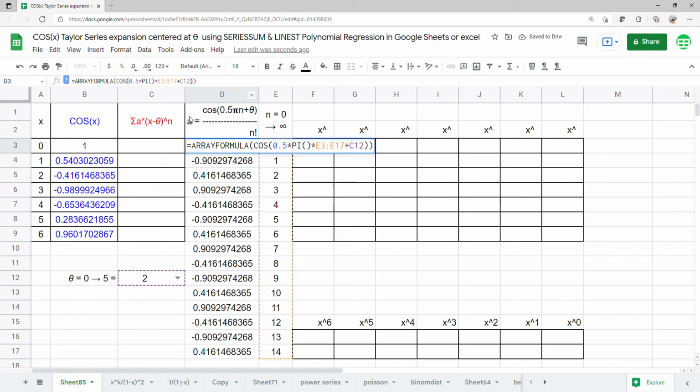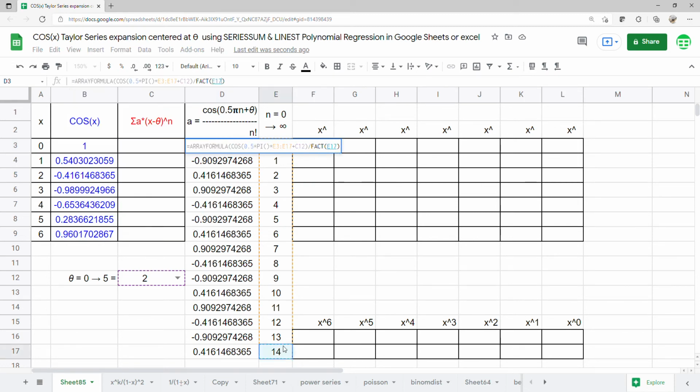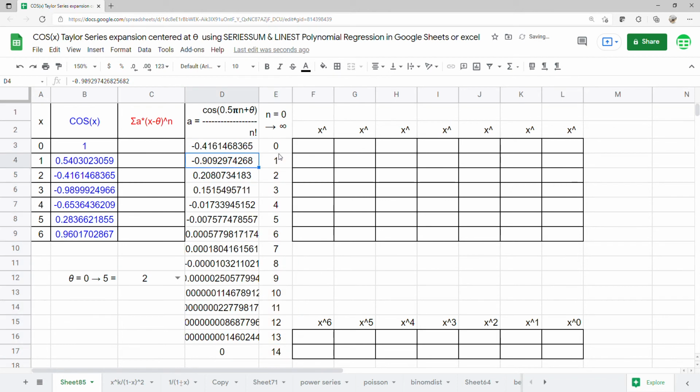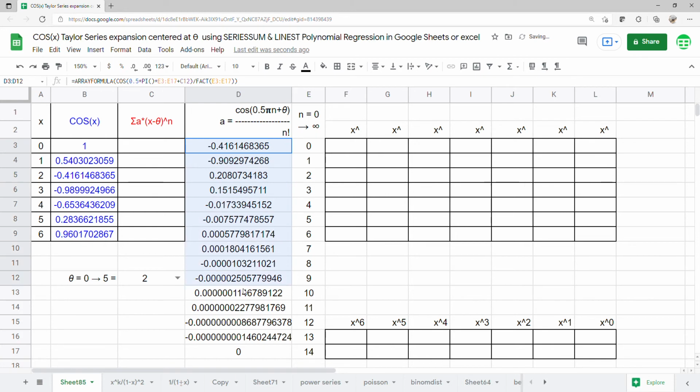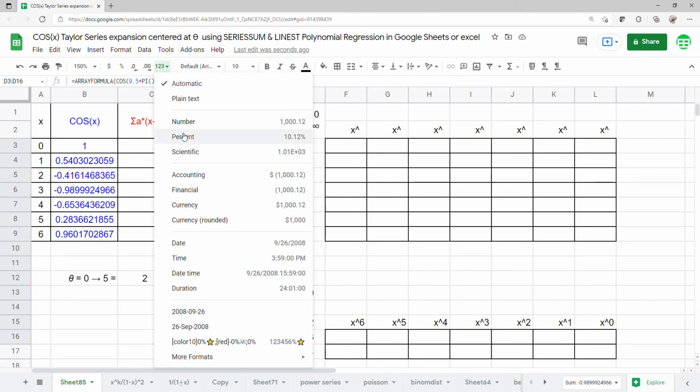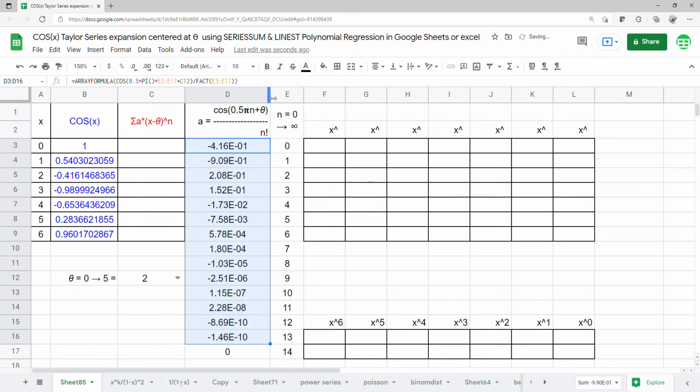That's the numerator. Now we can divide the denominator. The denominator will be factorial of n. Then enter. So we can expand this a little bit. We'll just change this to scientific. We don't have the space. So we could just change it to scientific.